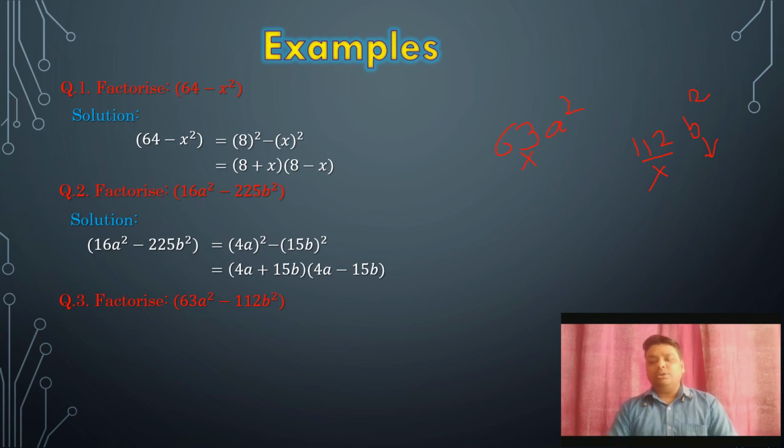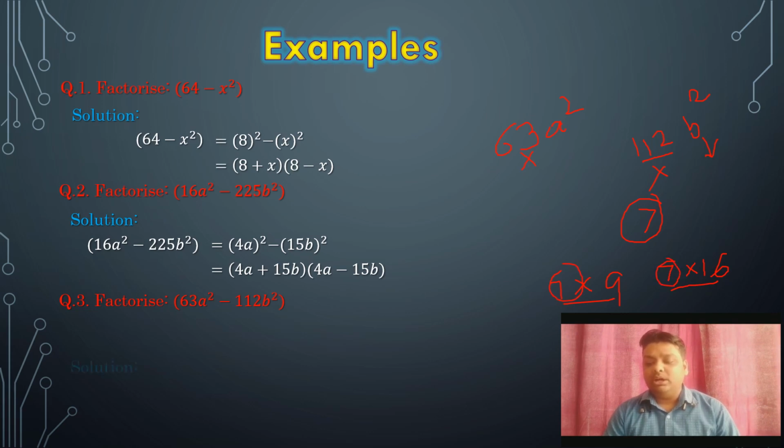Then in this case you can see that 63 and 112, what is common? 7. You can find the HCF, it will be 7. Then 7 is common in both 63 and 112. We can write 63 as 7 into 9, and 112 as 7 into 16.